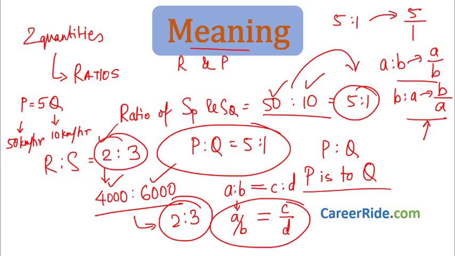Whenever we write A upon B as A is to B and C is to D, instead of using the equal sign, we write these 4 dots and read it as A is to B as C is to D. These 4 dots mean as A is to B, likewise as C is to D. Just like C is to D is there, A is to B is there. This is nothing but proportion. That is, when we equate two ratios, it is called proportion.